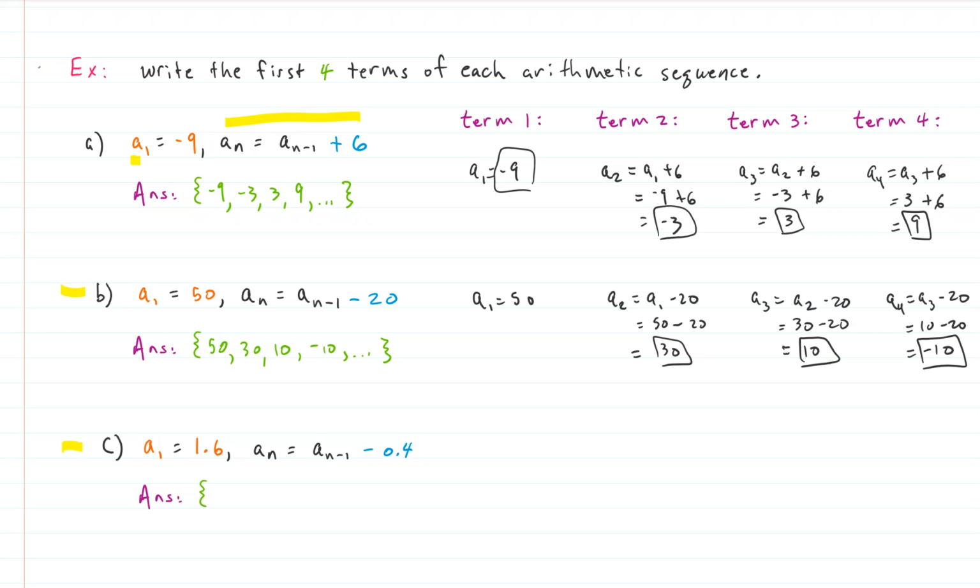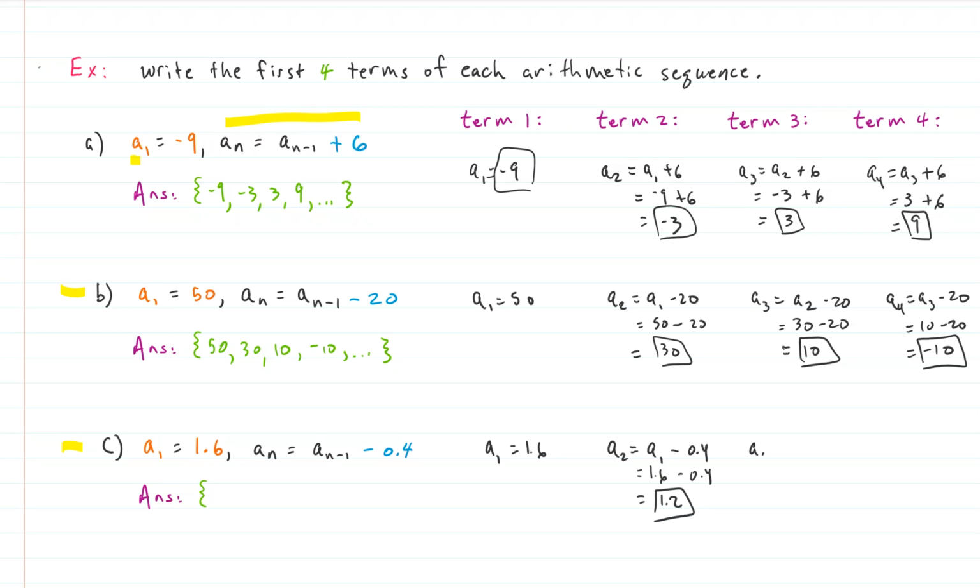Our final exercise, number 3, C. A sub 1 is given to us as 1.6. A sub 2, again, is a sub 1 minus 0.4. So a sub 1 is 1.6. We subtract 0.4, and we get 1.2. So we have a sub 2.